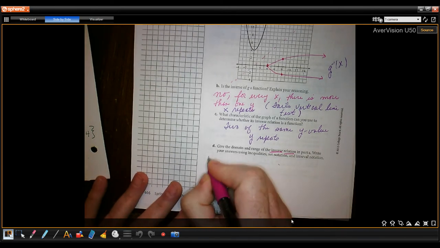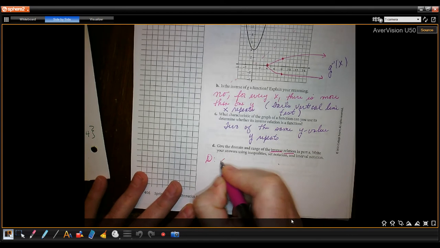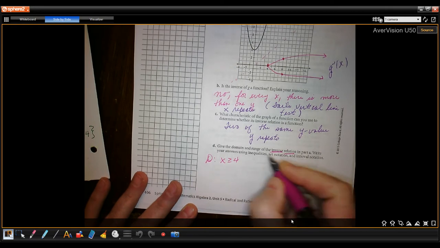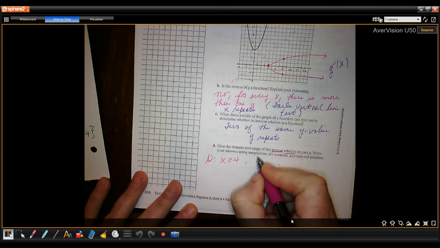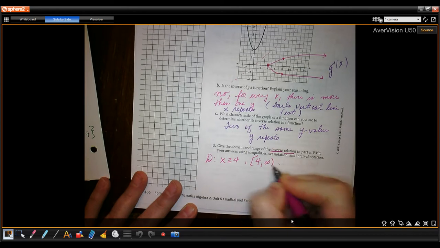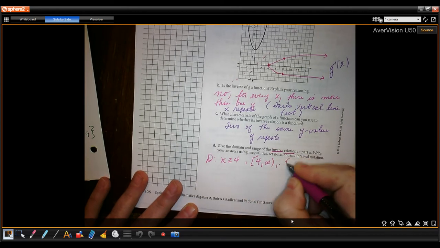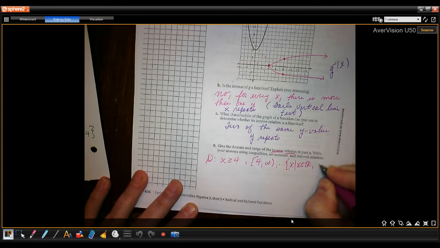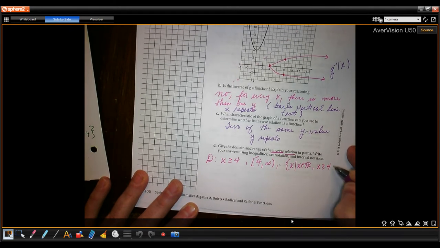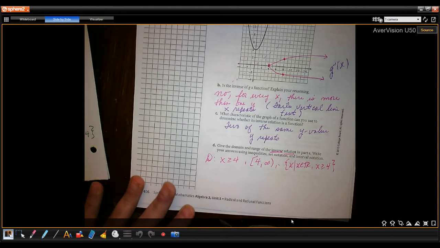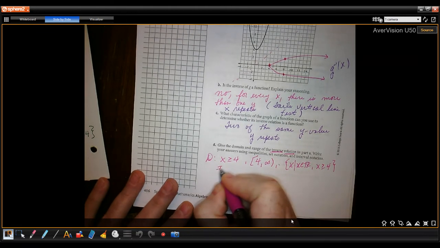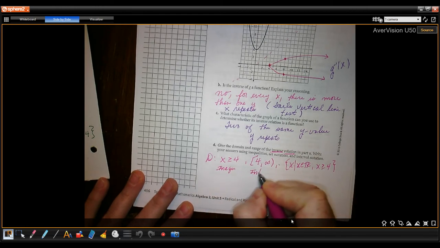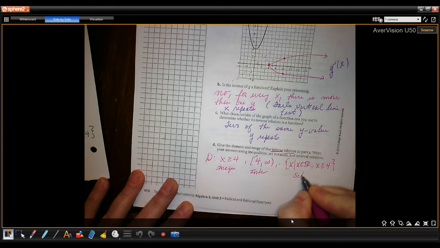So the domain of this one is x is greater than or equal to 4, which I know you guys are good at. Or you could say 4 to infinity. Or my favorite, you could say x such that x is an element of the reals, where x is greater than or equal to 4. So let's remind ourselves. This is the inequality notation. It's been a while since we've done this. It's been so long. This is interval notation, and this is set notation, right?